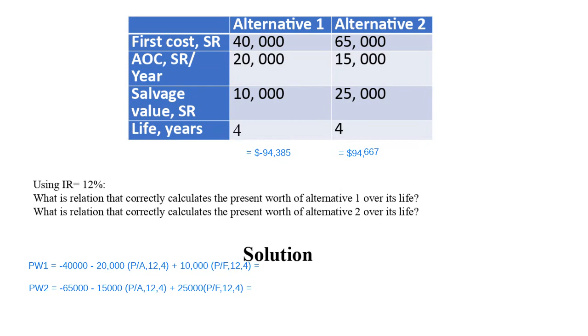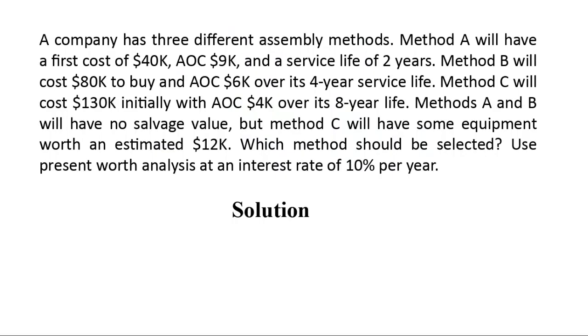This is a minus sign, just to correct it, because the text box stopped that time when the voice was gone. Okay, it is a minus sign. And in this case, we select the largest numerical value, and the 94,385 has the largest numerical value compared to the 94,667. So this is for problem 1.